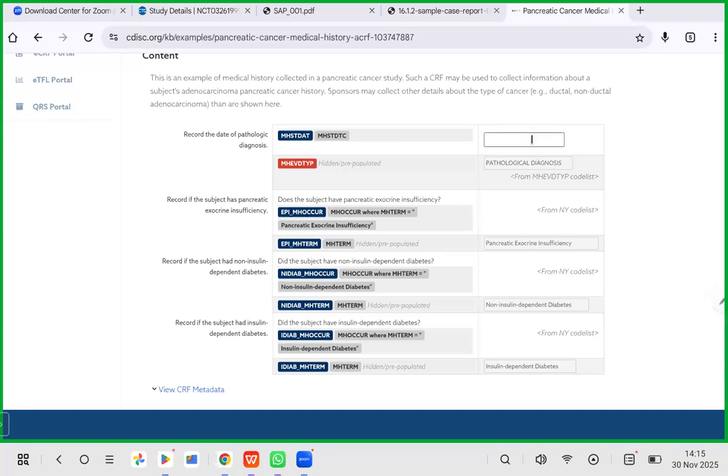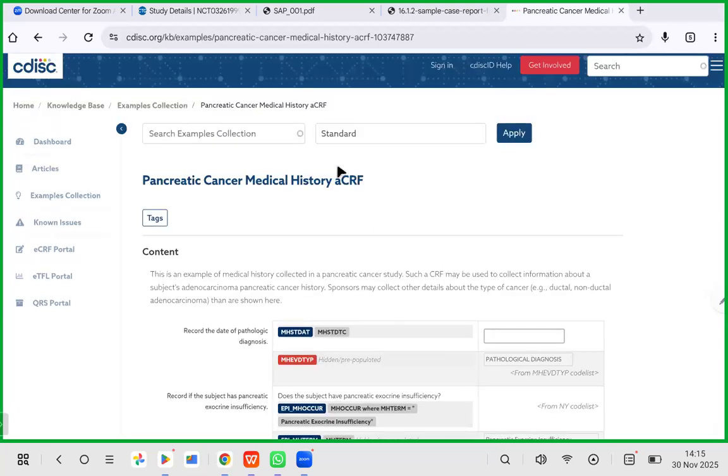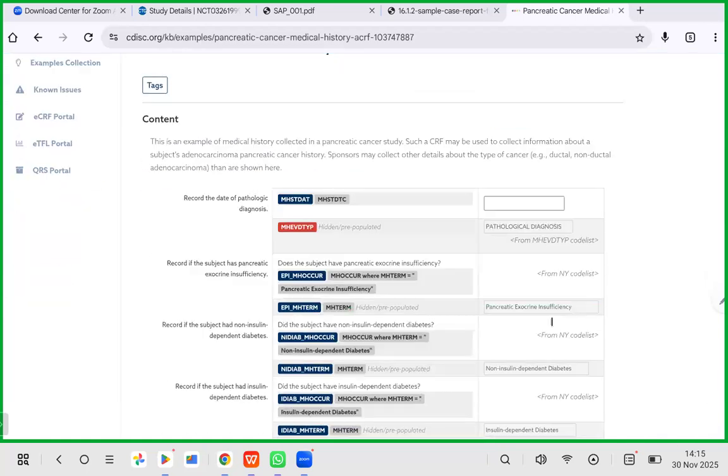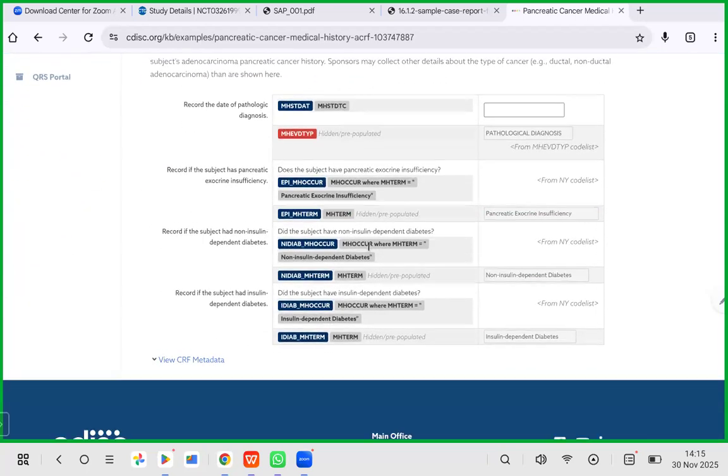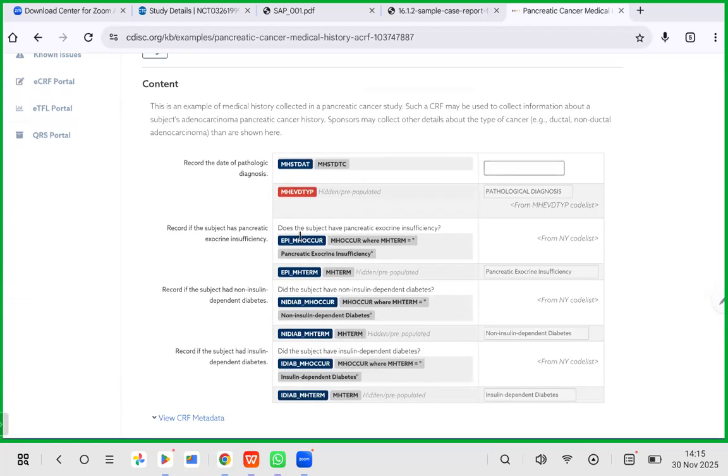Once the data is entered, it will go and sit in the database. So in clinical trials, there is something called CRF. CRF means the form, the case report form. In the case report form, they will enter data about demographics, efficacy, and safety.